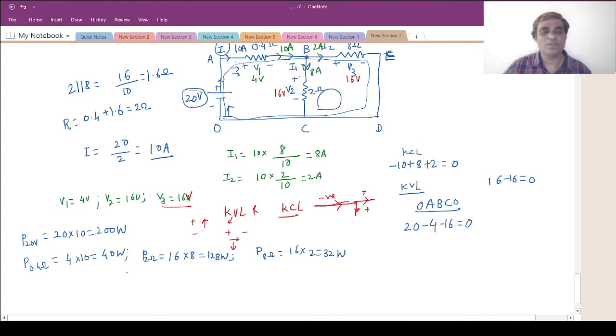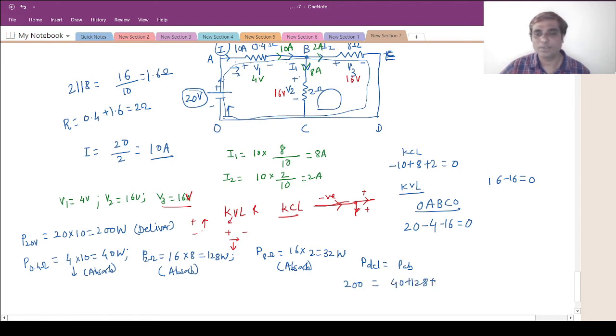Now let me check whether the power balance is there or not. So let me make some remarks. The battery will deliver the power, this resistor will absorb the power as the current is going into the positive terminal, and this will also absorb the power as the current is going into the positive terminal. Okay, so the power delivered should be equal to the power absorbed. The power delivered is 200, and the power absorbed is 40 plus 128 plus 32, so 128 plus 32 is 160, plus 40, so it is 200.